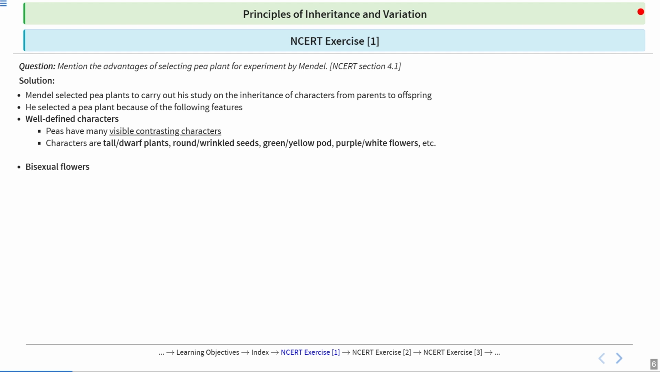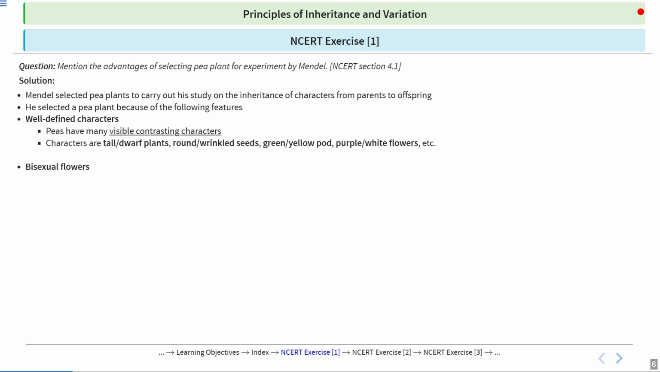Next reason: bisexual flowers. The flowers of the pea plant are bisexual. Bisexual means they consist of both male and female reproductive organs. Clear? What is the male reproductive organ? These are the stamens, which consist of filament and anther, and within the anther, pollen grains are produced. The female reproductive organ is the carpel, which consists of ovary, style, and stigma. If the flower is bisexual, then there are very high chances of self-pollination. So, what did Mendel do?